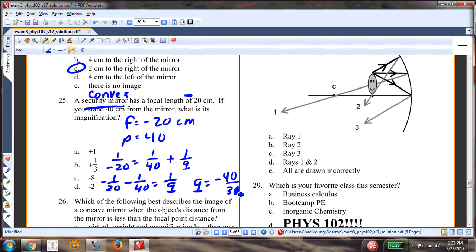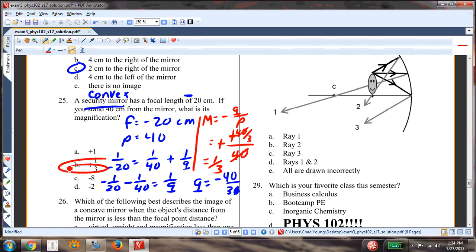I'm just going to leave it like that for just a second because you'll see why. Though if you did it as a decimal, that's okay. I want to know the magnification. It's negative q over p. It's going to be negative 40 over 3 divided by p, which is 40. So these cancel and make them both positive, and it makes it positive 1/3, which for a convex mirror, we know that's the case.